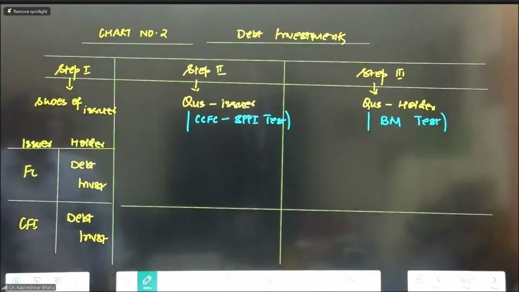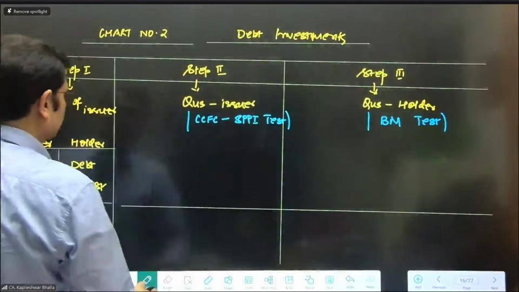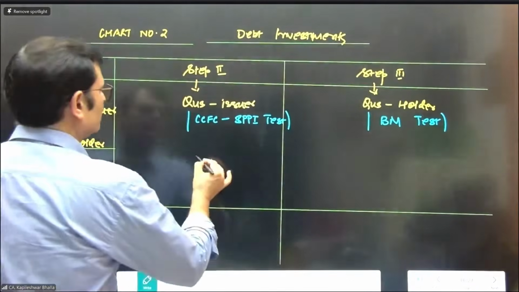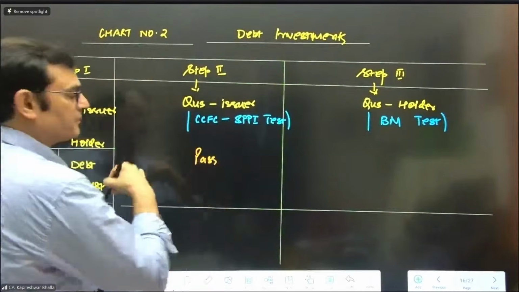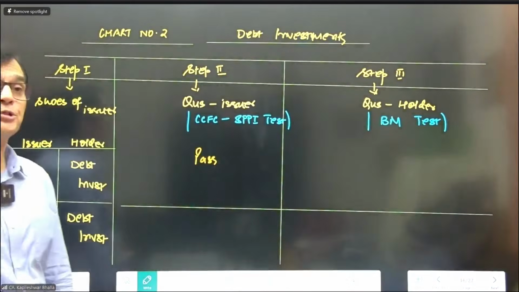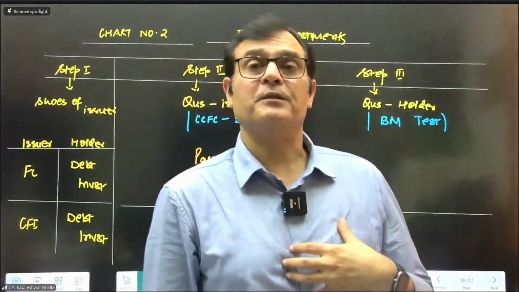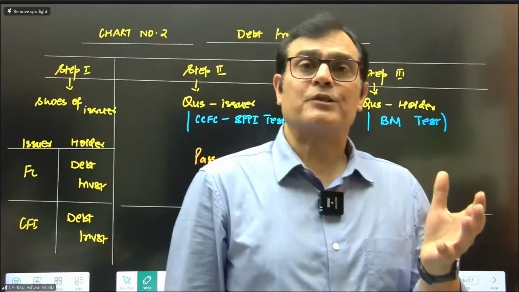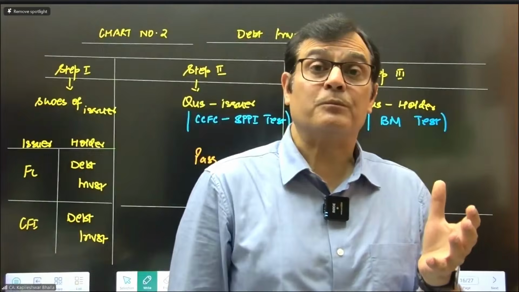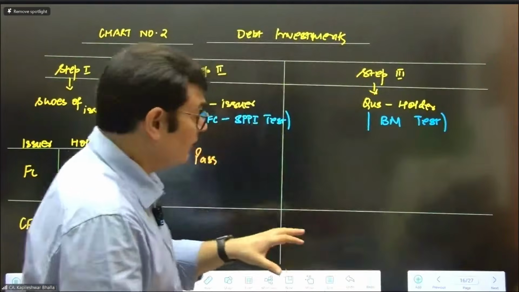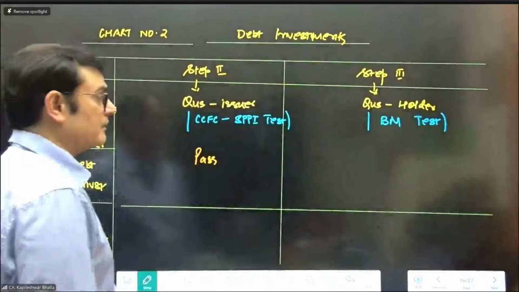Now let's focus. In terms of debt investments, if you look at a financial liability, you will definitely pass this test. Because when I put a question to the issuer, am I going to get interest? Yes. Am I going to get the principal? Yes. He has a contractual obligation to pay the interest and principal. I get the contractual right to receive the interest and principal. So you will undoubtedly pass the test.